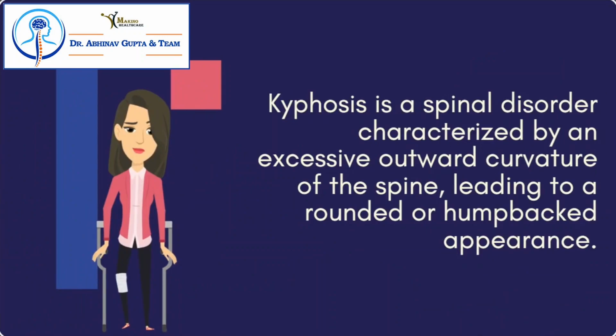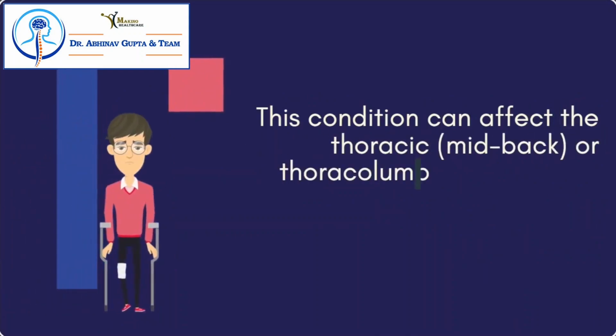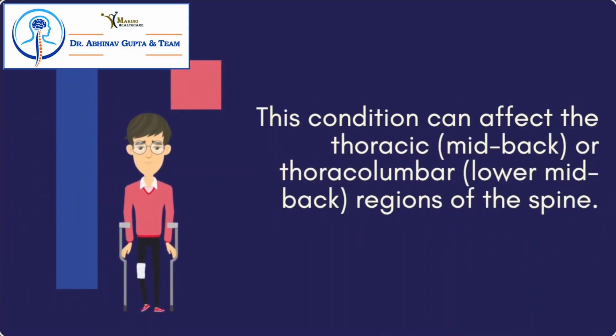Kyphosis is a spinal disorder characterized by an excessive outward curvature of the spine, leading to a rounded or humpbacked appearance. This condition can affect the thoracic, mid-back, or thoracolumbar, lower mid-back, regions of the spine.